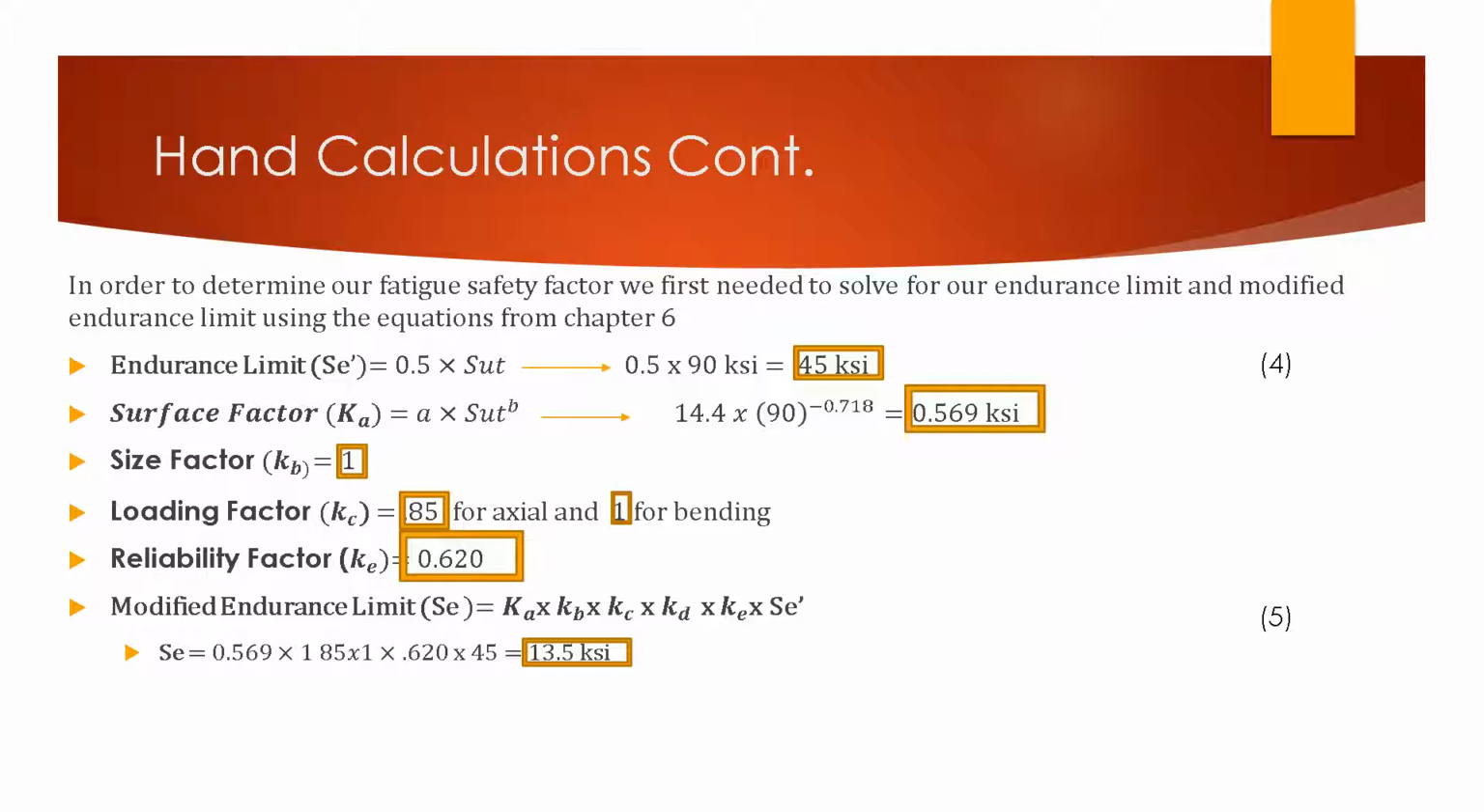For a size factor Kb, we found it to equal 1, and the loading factor Kc we found to be 0.85 for axial loading and 1 for bending. We also found a reliability factor Ke to be equal to 0.620. Now, having those numerical values, we can solve for our modified endurance limit, which equals Ka times Kb times Kc times Kd times Ke times our endurance limit, and we get a value of 13.5 ksi.